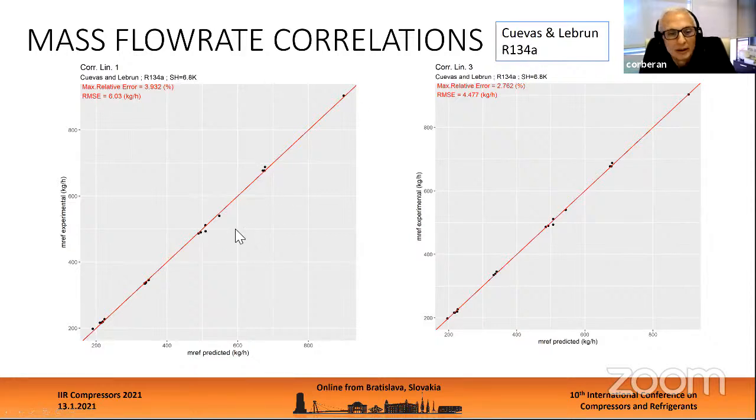And finally, we got this data from a paper from Cuevas and Lebrun. And here you can see that the correlation has increased the error. Still, the maximum relative error is 3.9%, but this is probably very close to the uncertainty of the measurement. So it still is a very good representation with only 3 coefficients.